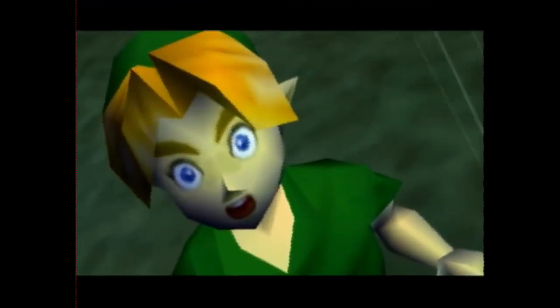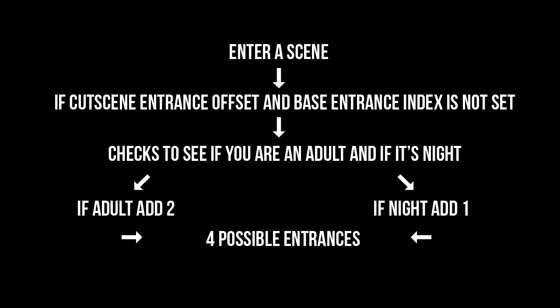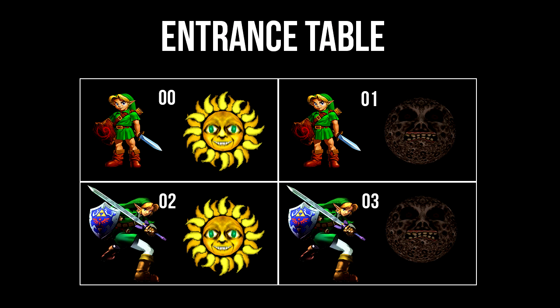Alright, so now that we have a basic understanding of the values that we're going to be modifying and how the entrance table works, we can start talking about how we change the values in memory. Whenever you enter a scene, the game is going to check and see if the cutscene entrance offset and the base entrance index are set. If they aren't, which they wouldn't be if there wasn't a cutscene planned, it's going to check and see if you're an adult and if it's night. If you're an adult, it will add 2 to the base entrance index, and if it's night, it will add 1, giving us the 4 possible entrances we spoke of.